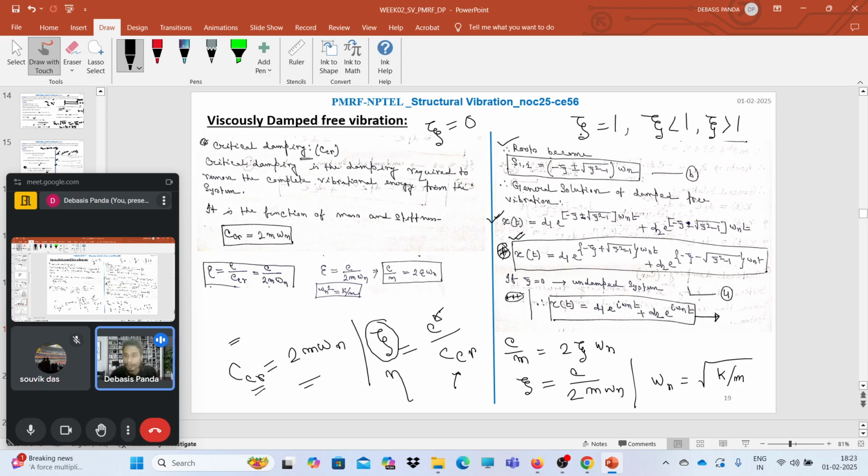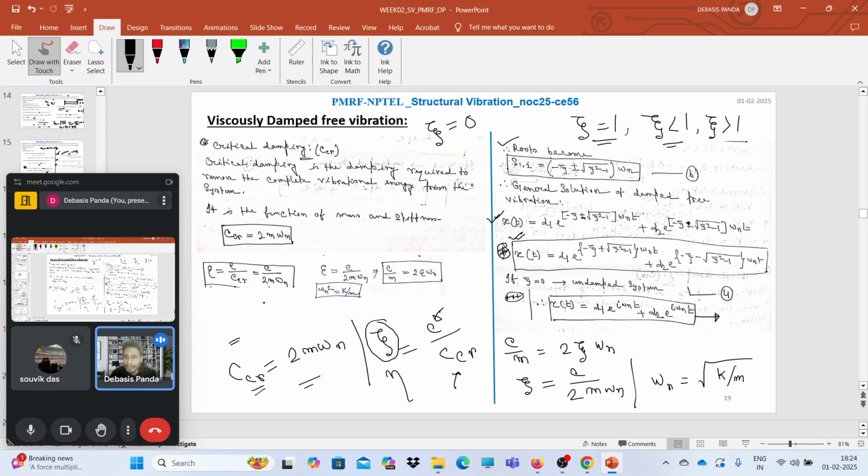Now, what I said, we have three cases. One is the critically damped system, when zeta is equal to 1. When zeta is less than 1, we call it an underdamped system. Most engineering structures are actually underdamped systems. That means the damping present in the system is less than the damping required to completely remove the energy from the vibration. Why do we need to think about the critically damped system?